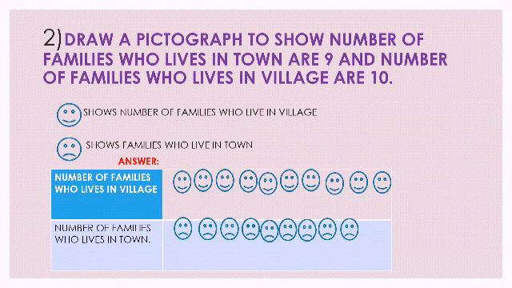It is just that you have to choose a symbol, and the number of students, the number of families, or the number of objects that is given in the question, you have to depict, show, or represent. Representing and showing both have the same meaning.